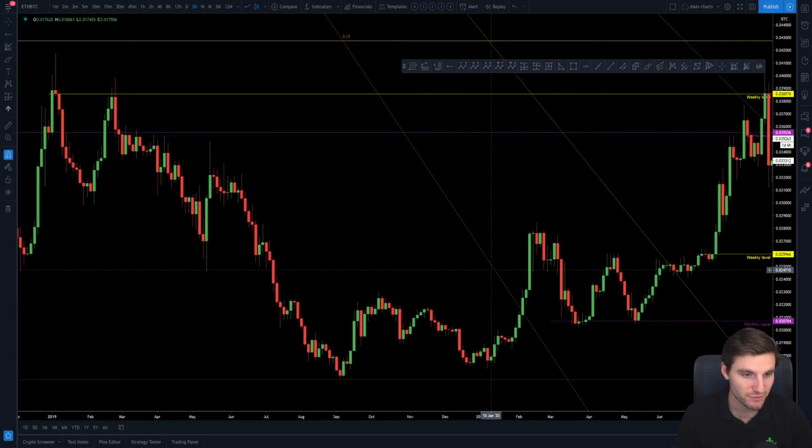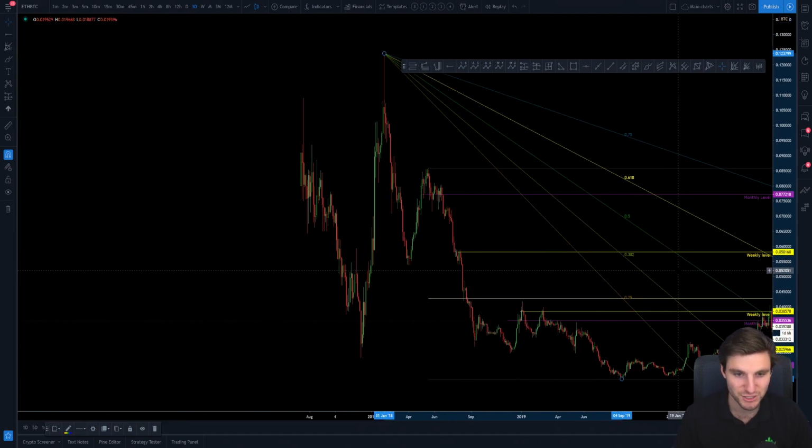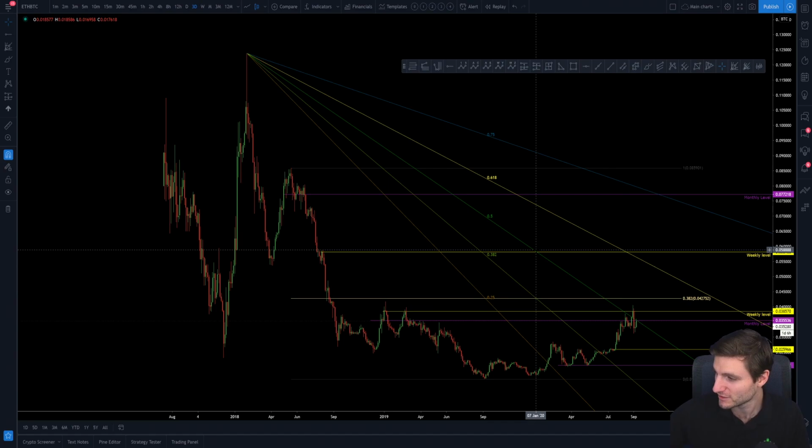As you'll know, I absolutely love the speed resistance fan. That's such an overpowered tool. Like literally, it's so good.